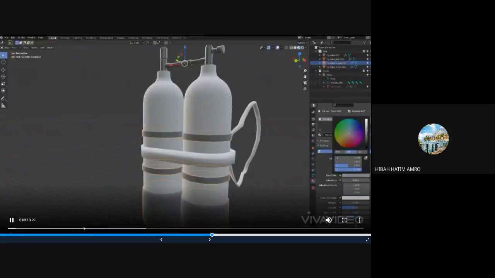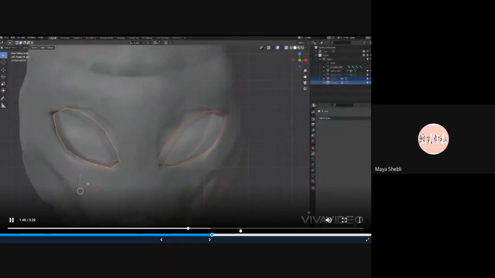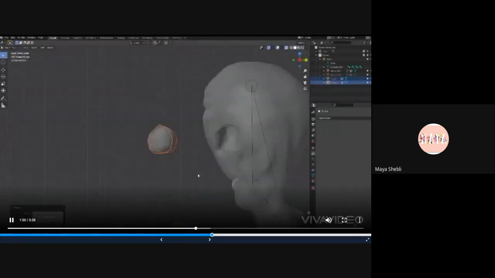This video shows the process of building the alien model through the Blender platform. Of course, we faced some challenges at the beginning, but then we were able to master the 3D alien model.